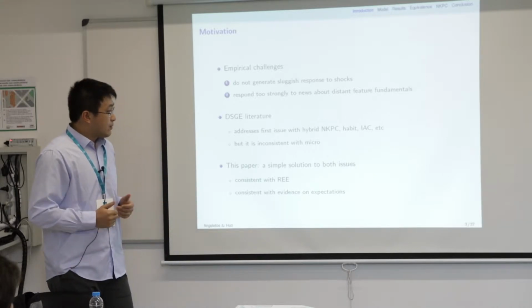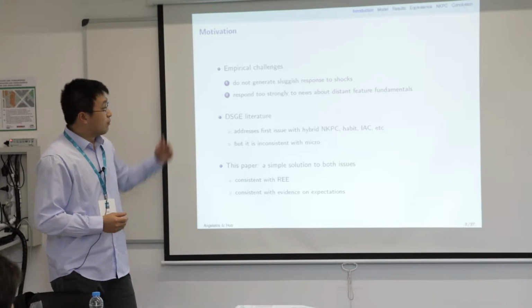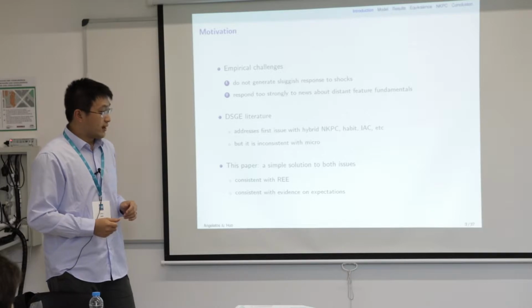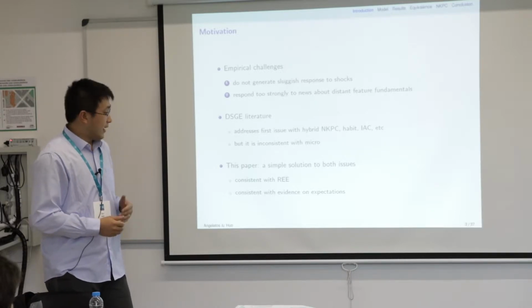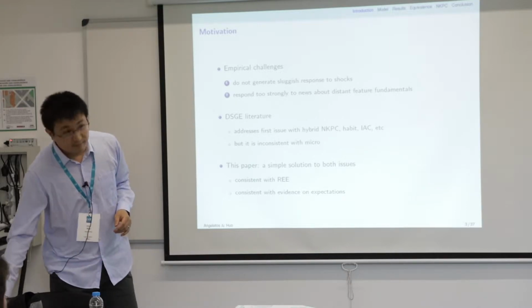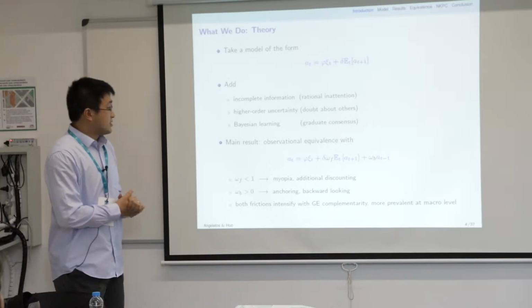So what we're going to do in this paper is the following. We're going to provide a simple solution to both of these two issues. And this solution is going to be consistent with the rational expectation equilibrium, and also it's going to be consistent with evidence on expectations. And this is what we do.